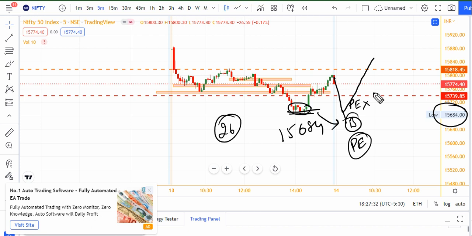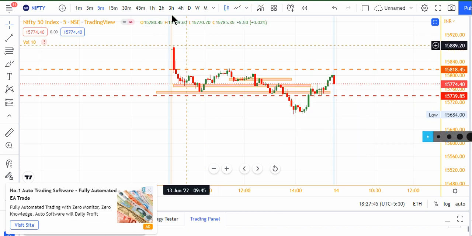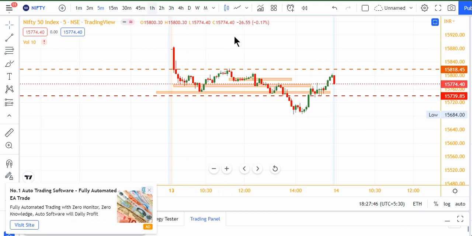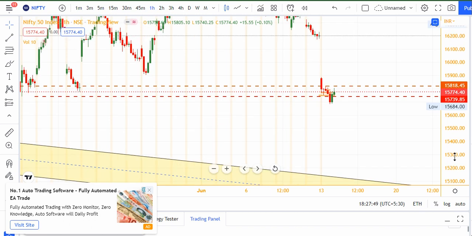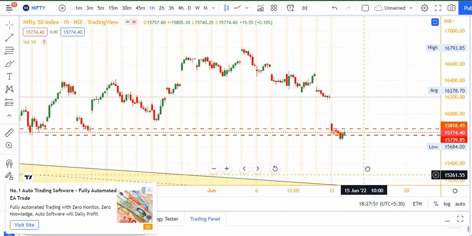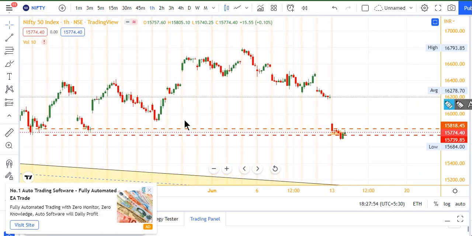I hope you guys liked it. The bias is very clear. We are looking for PE trades only till the time market does not cross above 15,915. You can see in the previous so many days, we can see it on the hourly chart as well, that market is sell on rise. Sell on rise means every rise is being sold off. No matter how much the market goes up, selling keeps coming from above.